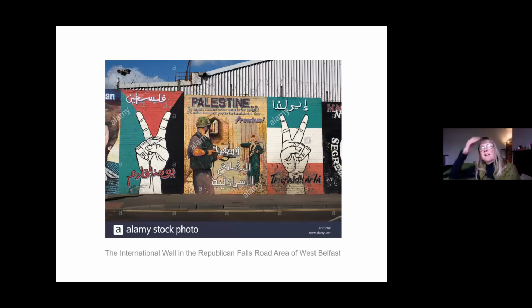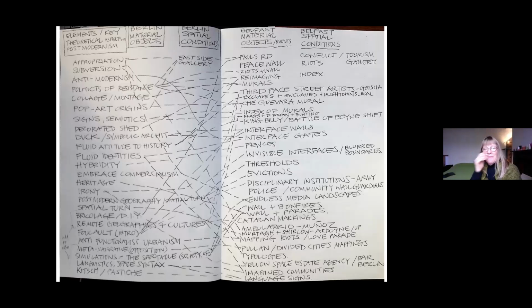Here you can see the Palestine. So here we have the affiliations with Palestine. So here I am. What I've done there is I've started mapping all of these different aspects of postmodernism: appropriation, subversion, politics of resistance, collage, montage, pop art origins, etc. I've mapped them against the artifacts that I found interesting, like the Catalan markings.